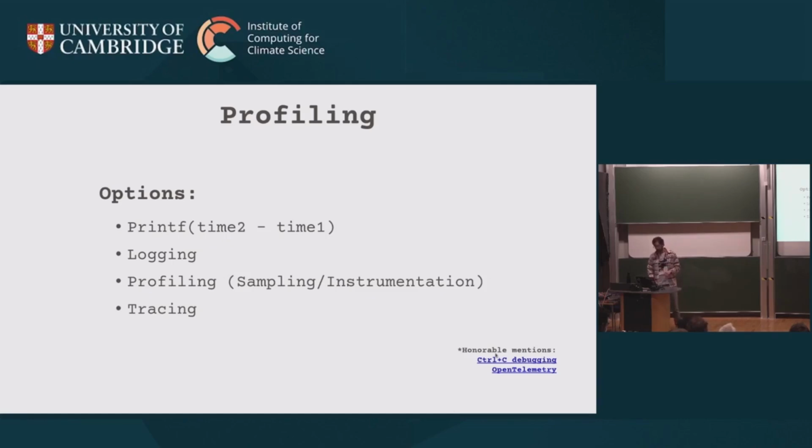I've also got some little honourable mentions down here. There's an article Chris shared with me recently called Control-C debugging. For any code that takes a long time to run, chances are if you just Control-C, you're going to hit it at the point where it's taking too long. It's a sort of sampling method that we'll come on to later.